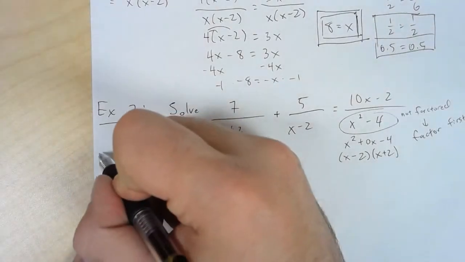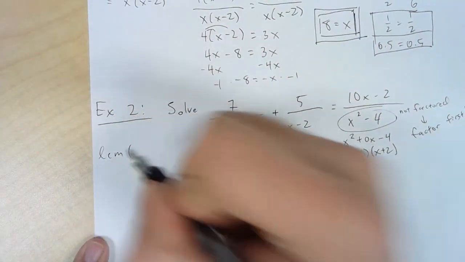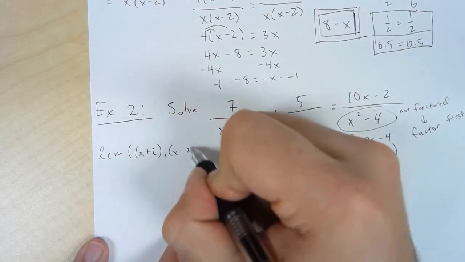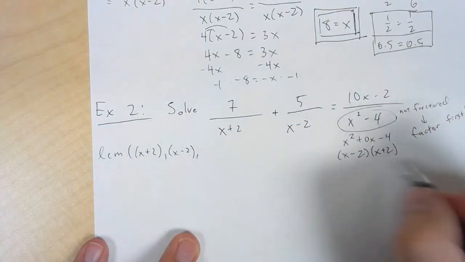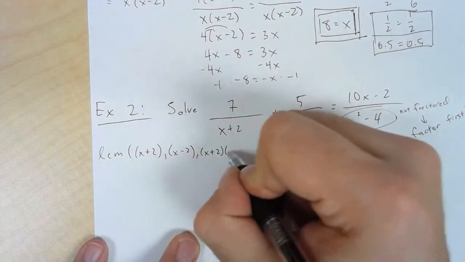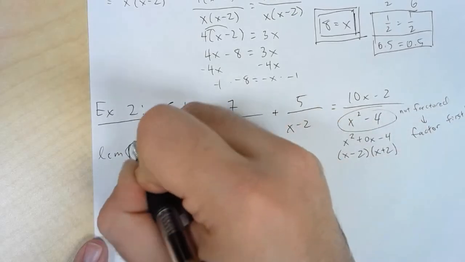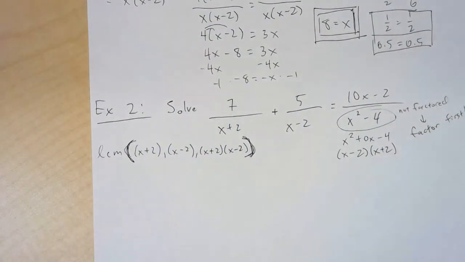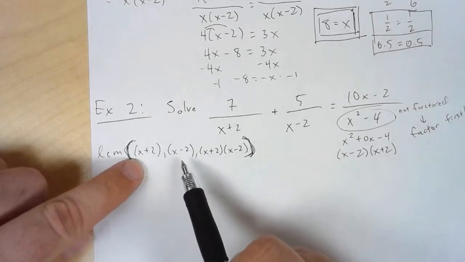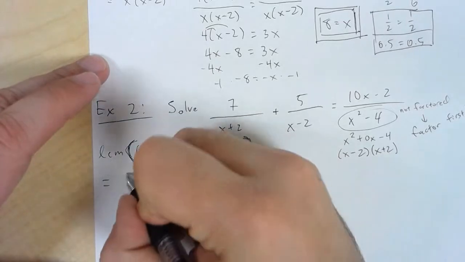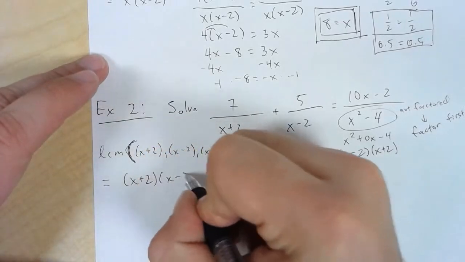So really, we're looking for the least common multiple of x plus 2, x minus 2 for each of these guys, and x plus 2 times x minus 2. Right? I mean, that's the whole thing. This is what we're looking for: what's the smallest thing each of these can multiply to be. So we can just say our LCM is x plus 2 times x minus 2, which is easy for this right side.